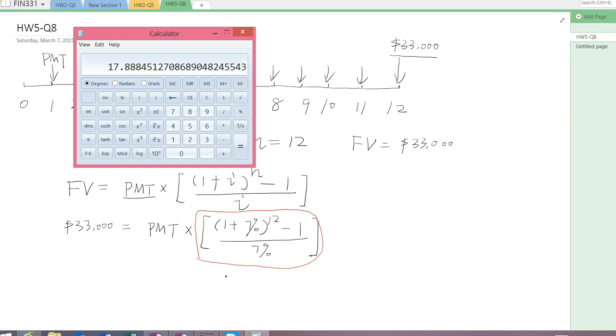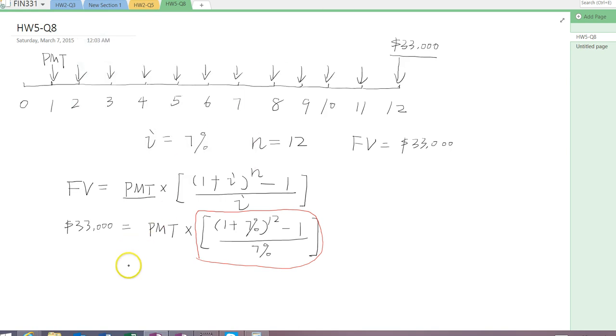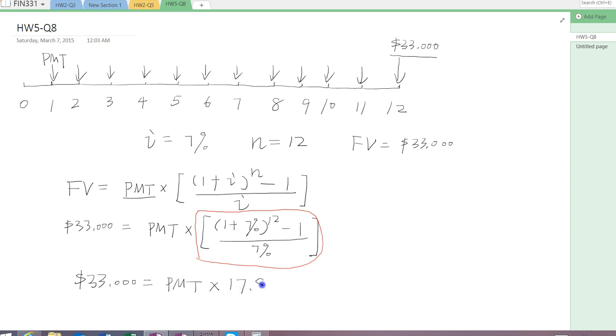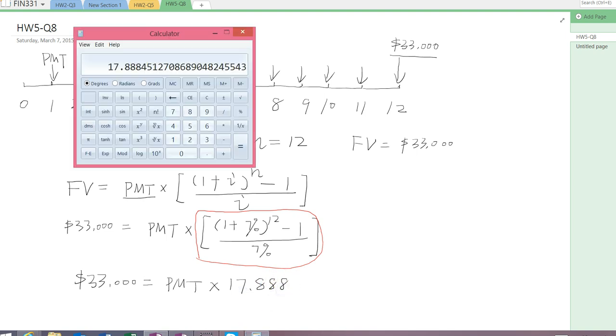But I would like to keep this number this way because later on, if I run it, it might affect my final answer. So let me just keep this way. Even though I write this in my scratch paper, I still have to keep a certain number of decimal places, but in my calculator, I just keep all the whole numbers. So this again equals 17.888. So let me here keep 4 decimal places.